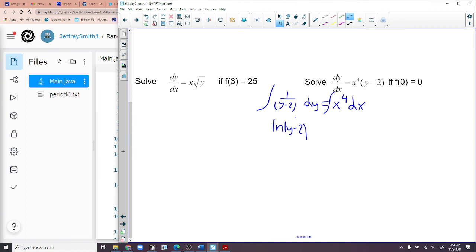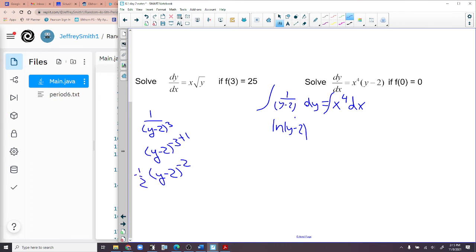I'll just go off to the side. You're not off the hook yet. Okay. If we have 1 over y minus 2 to the third, and I make that y minus 2 to the negative 3, and we add 1, we're still alive. We're still in the game. Because then that's negative 2. I'll make that negative 1/2, and we're good to go.